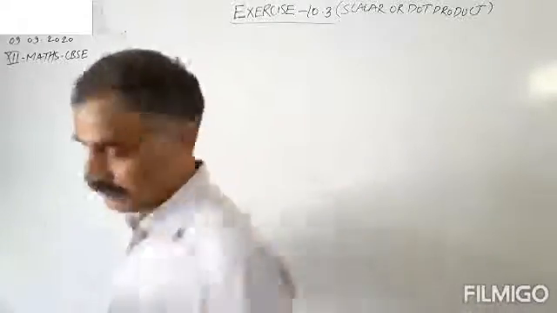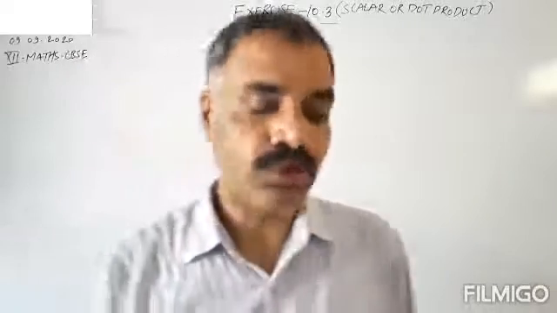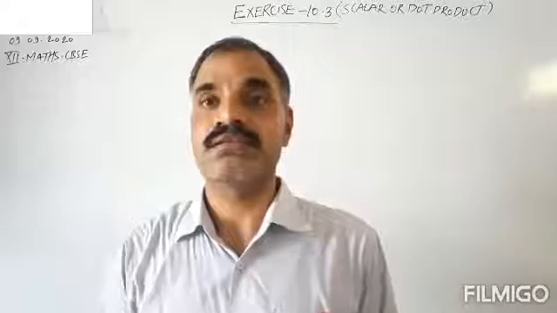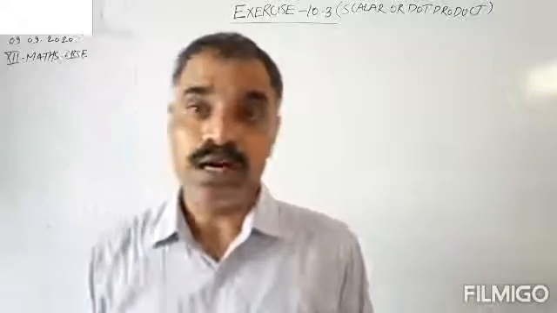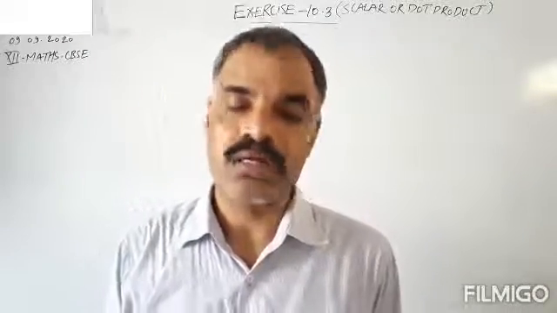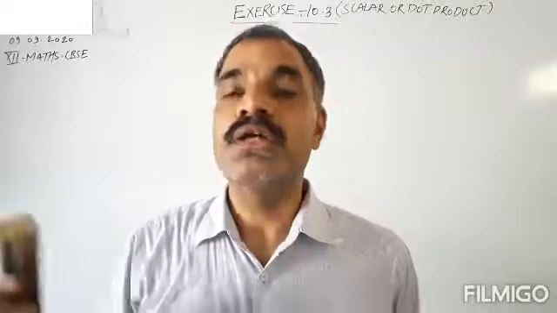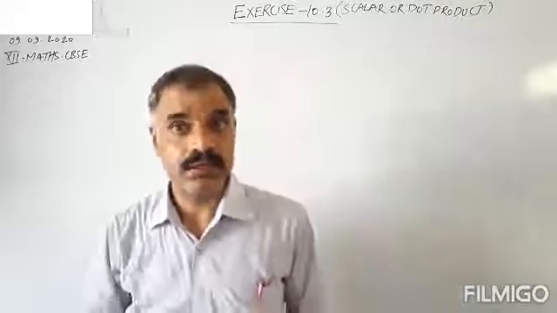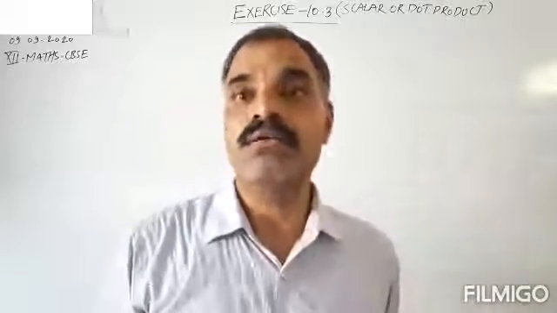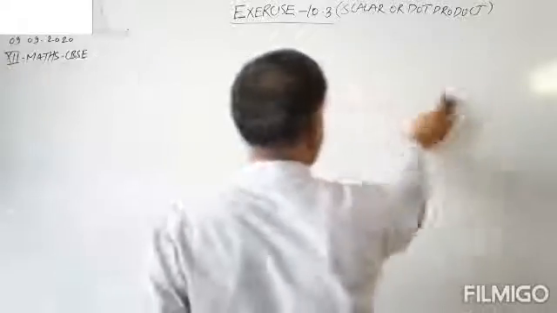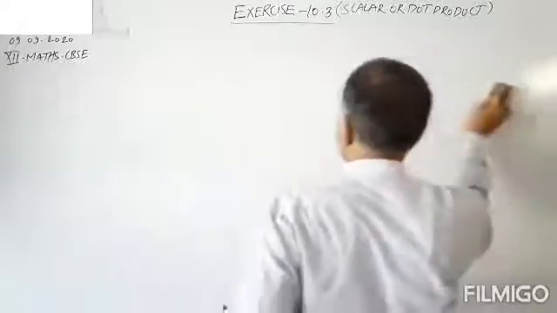Question number 5 is: show that each of the given three vectors are unit vectors as well as mutually perpendicular to each other. So we have been given three vectors, A vector, B vector and C vector.